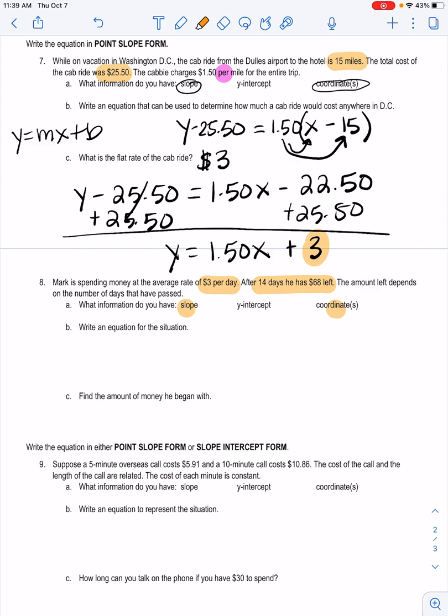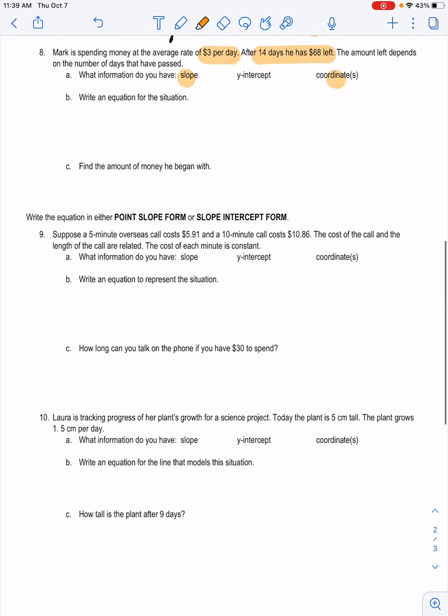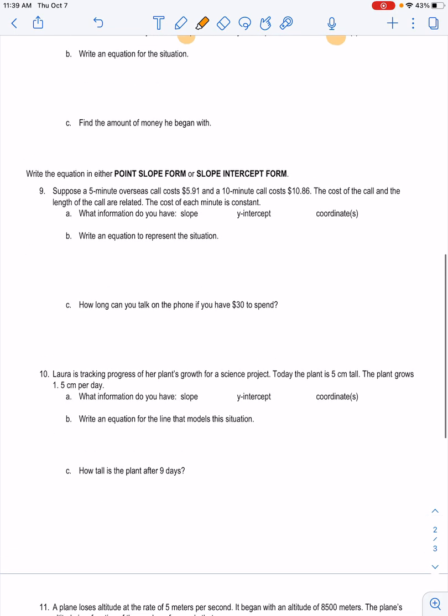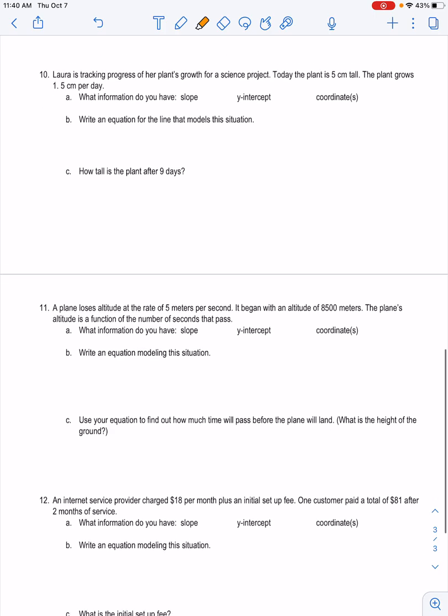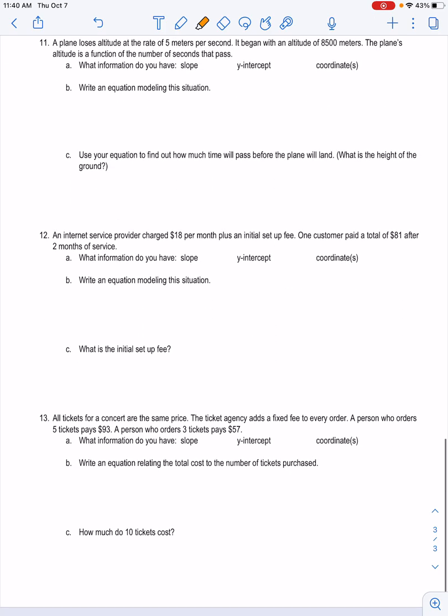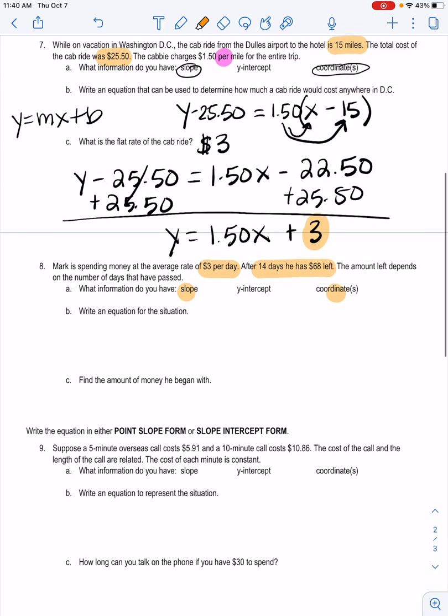So this one, like I said, is just like this one up here. So I'm not going to do this one for you. I want you to try this one on your own and see if you can get the correct answer. And then I'm going to send the answer key to you so you can check those. But let's look at number 9. Write the equation either in point slope form or slope intercept. Actually, no, I'm not going to do these because I think you should be okay on the rest of them. Like I said, I'll send you an answer key.